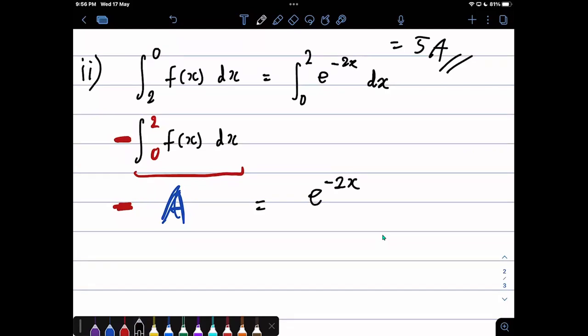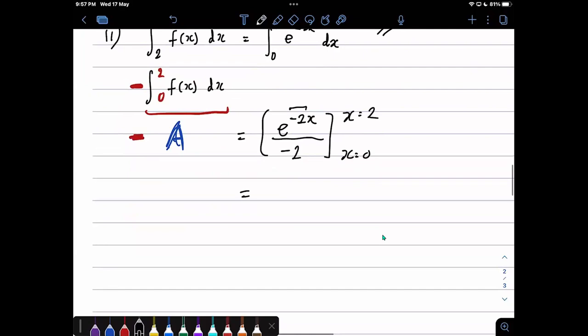Very lazy. But this one, unfortunately, there's a coefficient in front of x. Need more work. What do I need to do? When you differentiate, you always use the chain rule, you have to times. Now you're integrating, you work backwards. The opposite of times is divide, so divide by -2. Very good. Then just sub in. So e power -2 times 2 over -2 minus e power -2 times 0 over -2. E power 0, is it just equal to 0?